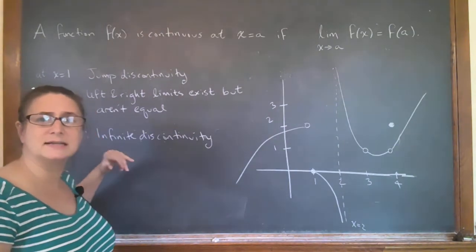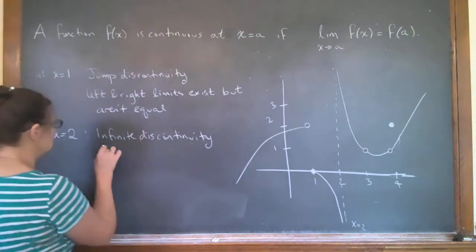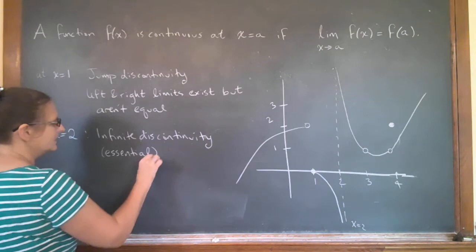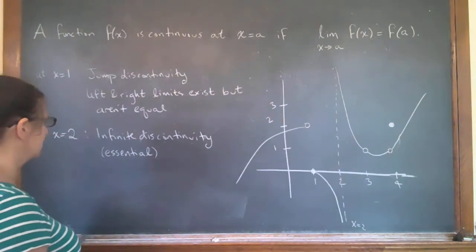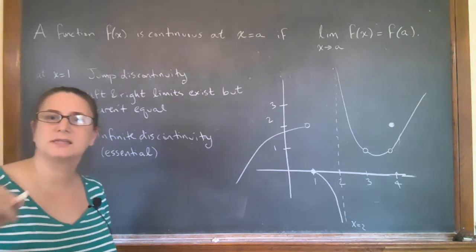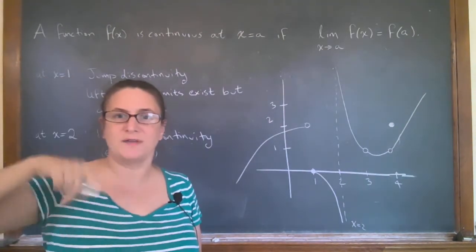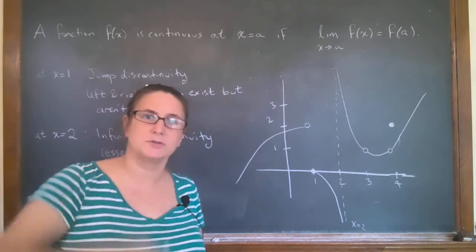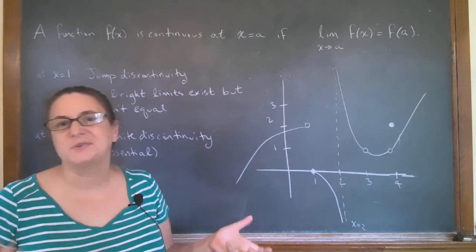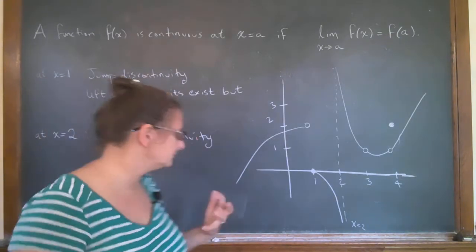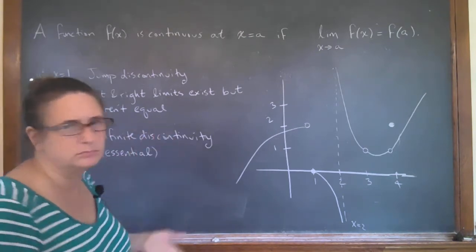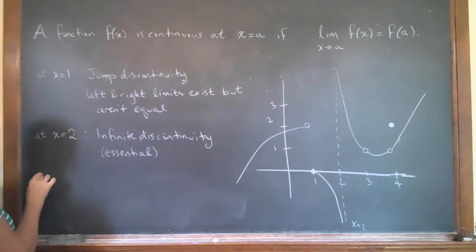Some people call this an essential discontinuity. So I'm going to write that as well. Essential discontinuity. Meaning that there's really nothing that can be done about it. There's something really wrong going on in the function. That sine of 1 over x, where it oscillates super fast as it gets closer and closer to 0, that also would count as an essential discontinuity, even though it's not an infinite discontinuity. But in this class, that's not so much of an issue.